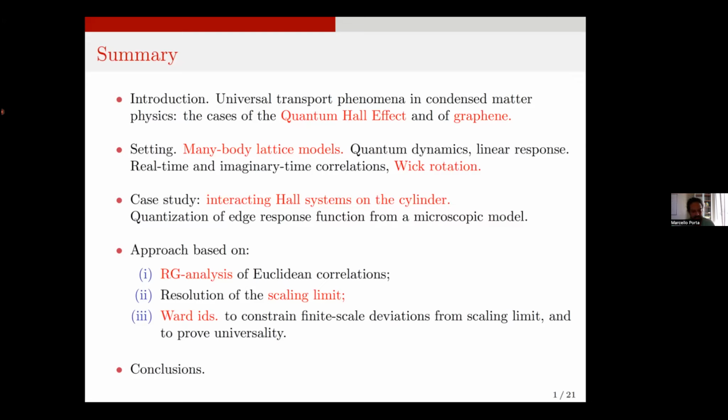And finally, the last ingredient is to understand how to deal with all the finite-scale deviations from the scaling limit, which are in general non-explicit, but which in some cases can be constrained using lattice conservation laws in the form of Ward identities. This is going to be a crucial ingredient to prove universality later. And at the end, I will conclude.